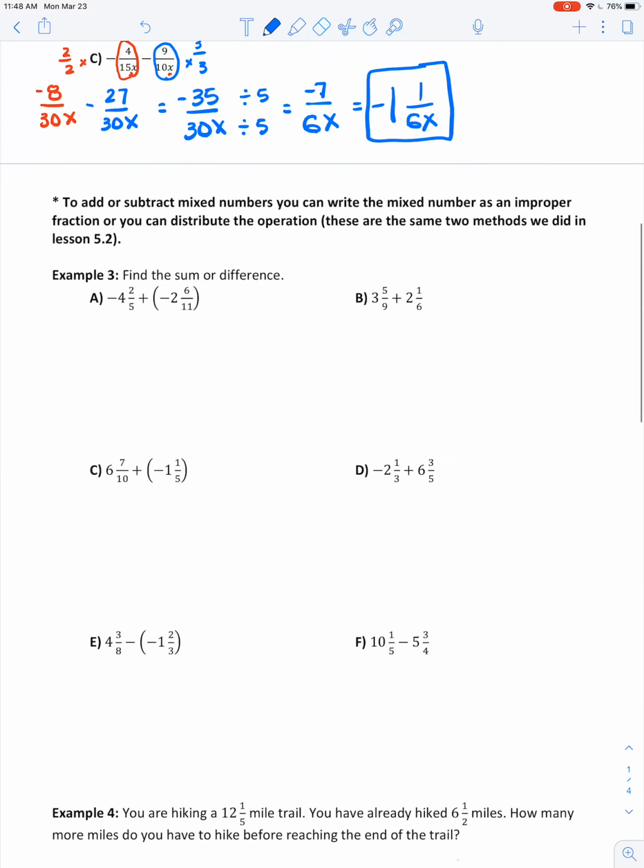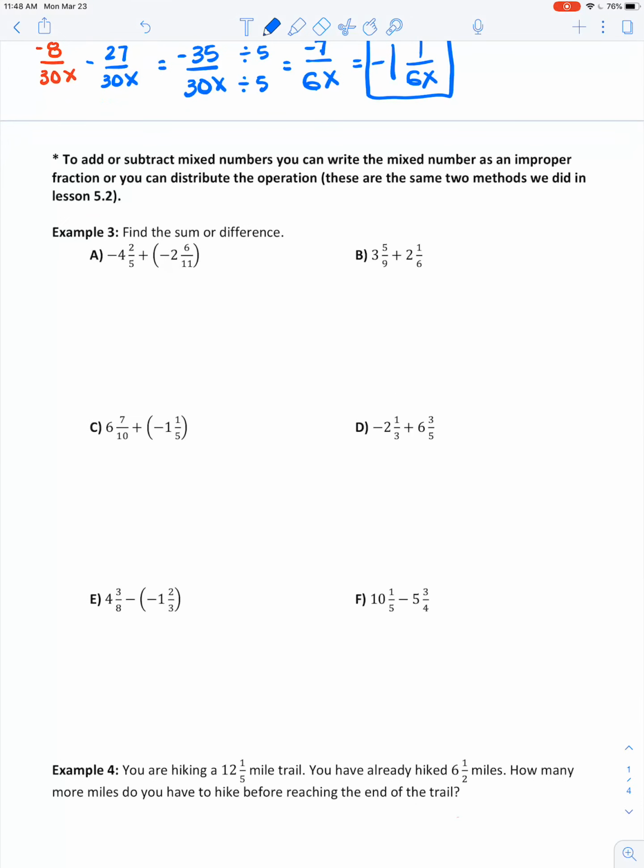Okay, flipping over to the back side of our notes. To add or subtract mixed numbers, you can write the mixed number as an improper fraction, or you can distribute the operation. So again, there are multiple ways that you could do this, multiple methods. Any method is okay with you. I am going to show you how to use the improper fraction method, but again, if you want to use a different method, that is okay with me too.